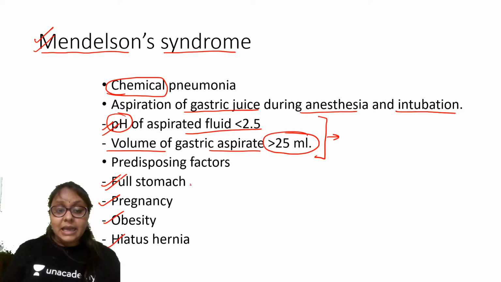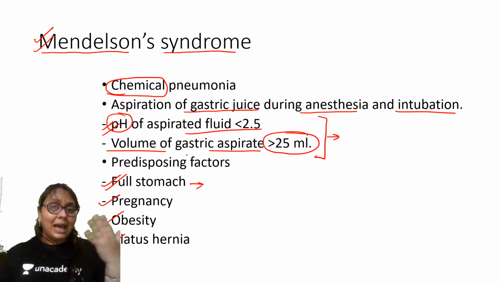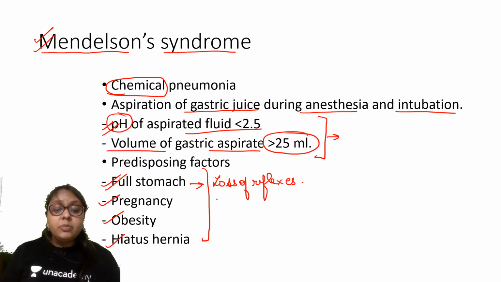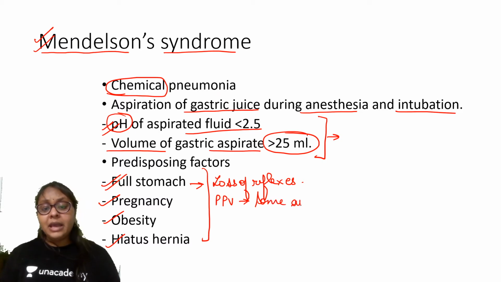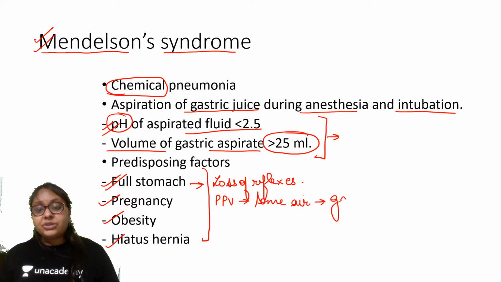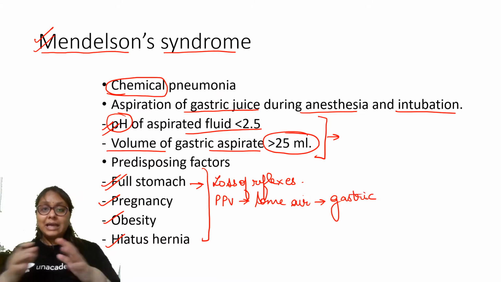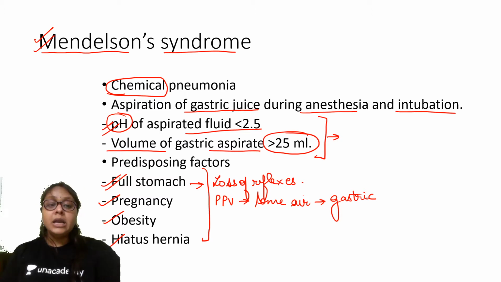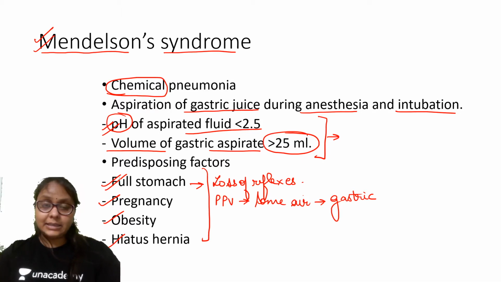Now, what happens in case of the full stomach whenever we are giving anesthesia? In all the cases, there is loss of reflexes, right? And also because of the positive pressure ventilation, some air goes into the gastric content, and there is gastric distension and more chances of aspiration. So the predisposing factors are the full stomach, pregnancy, obesity and hiatus hernia.